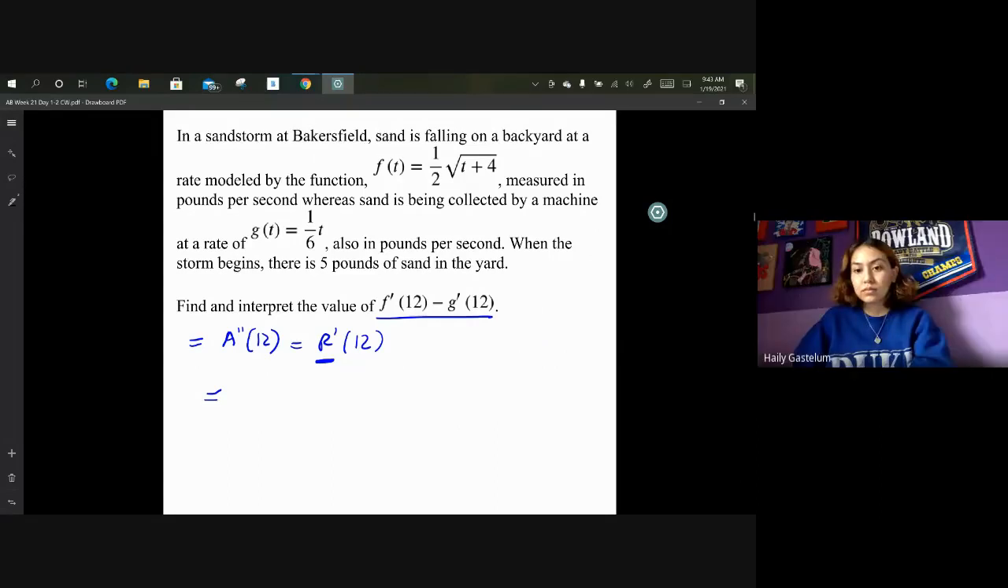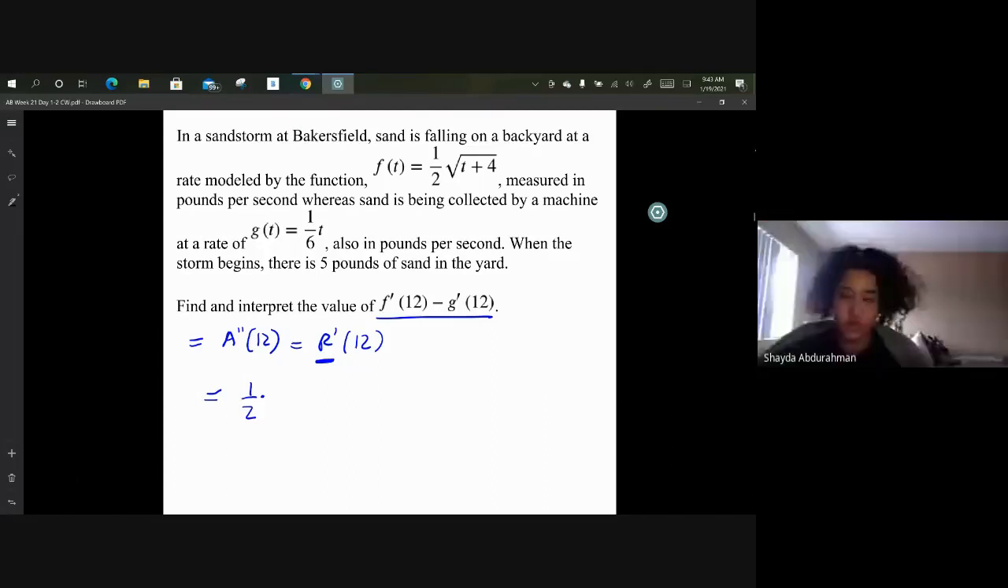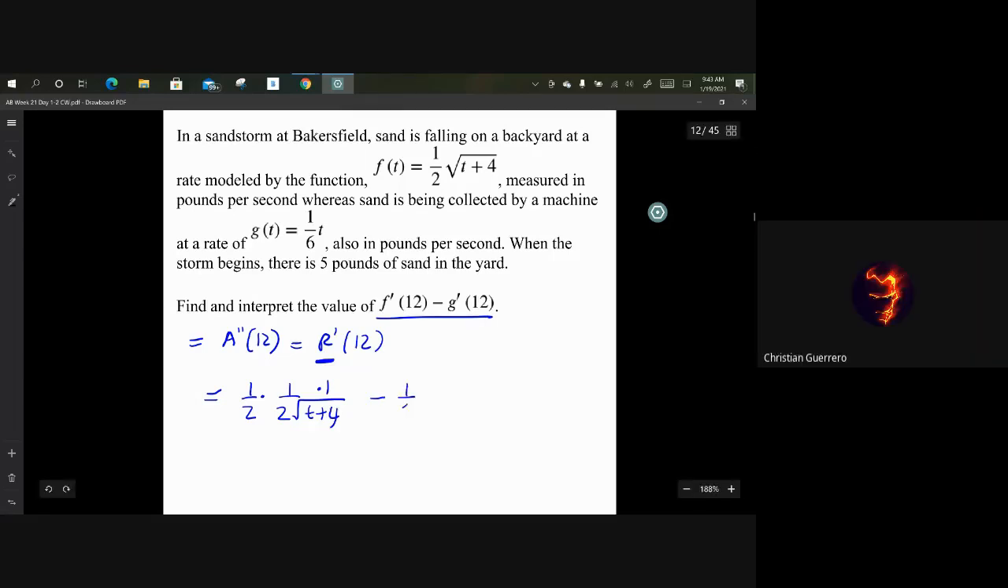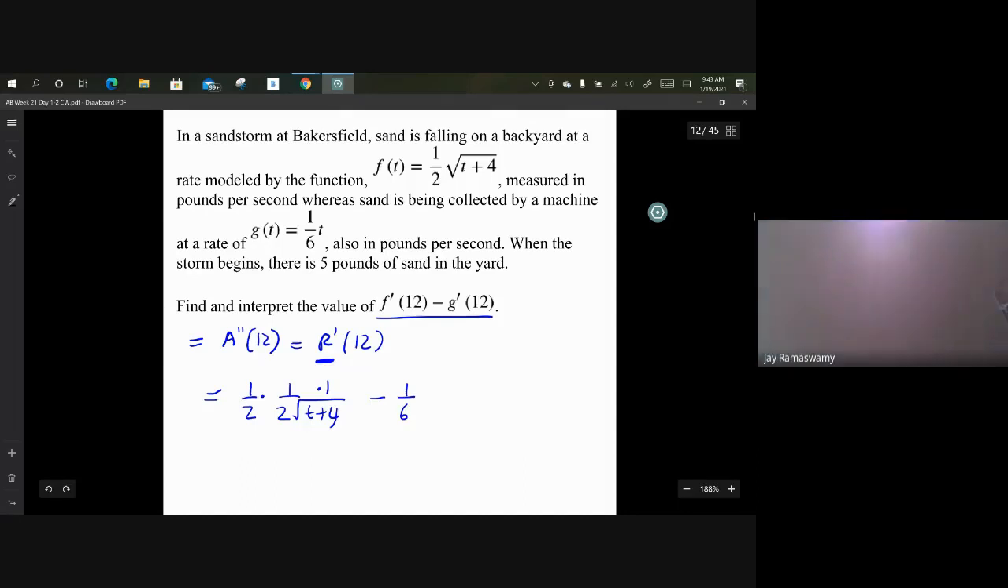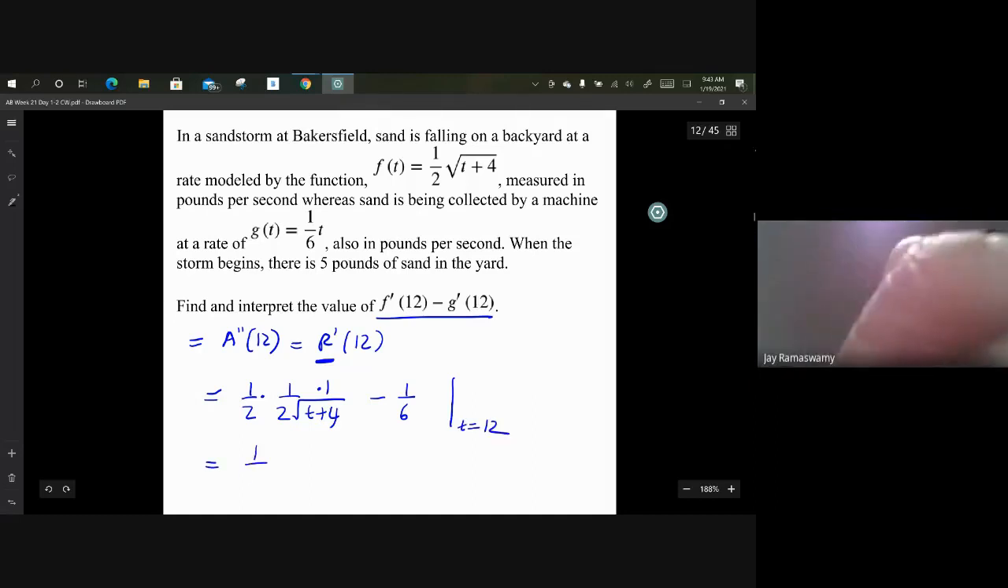Derivatives, okay. From the first semester, what's the slope of radical x? 1/2 radical x, times 1, right? Minus, what's the slope of x/6? Just 1/6. The slope of x is just 1. And then the final step, are we plugging in 12? Yes. Okay, so that's 1/4.